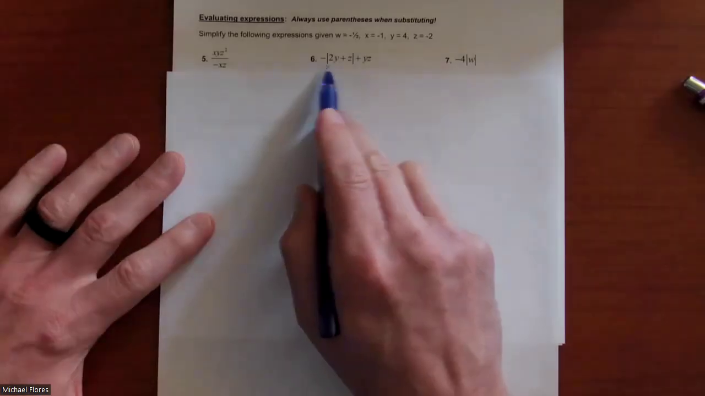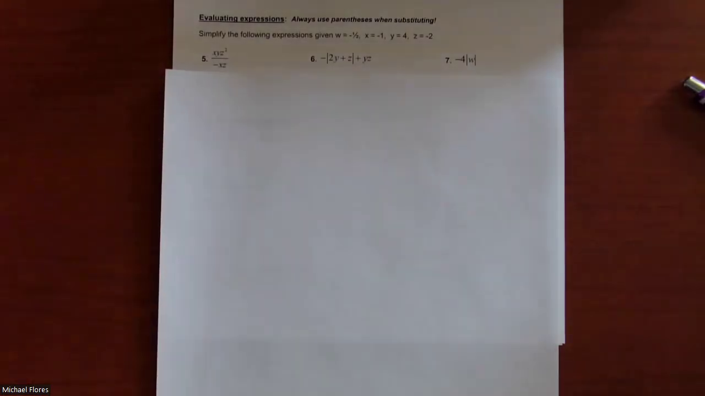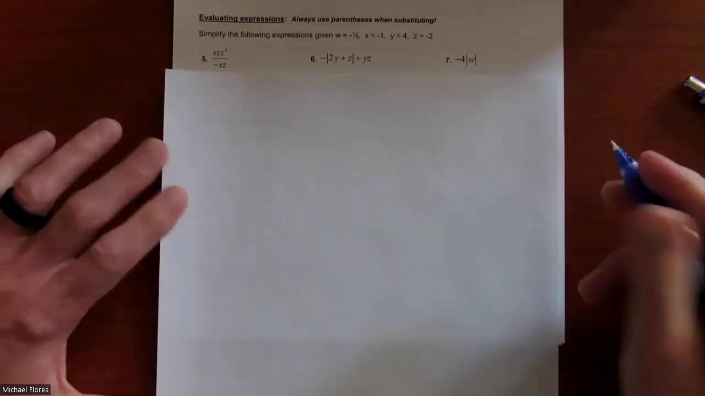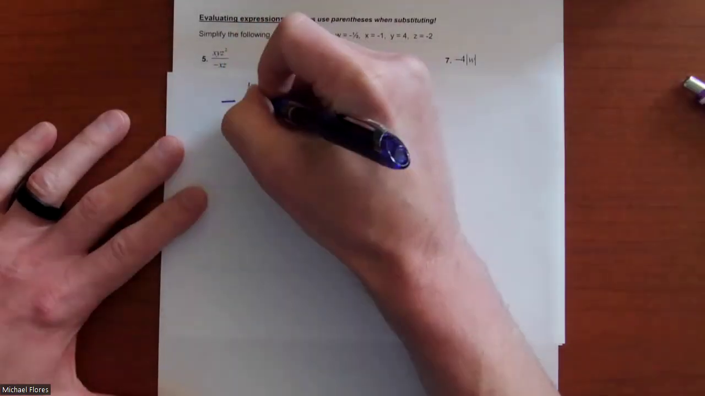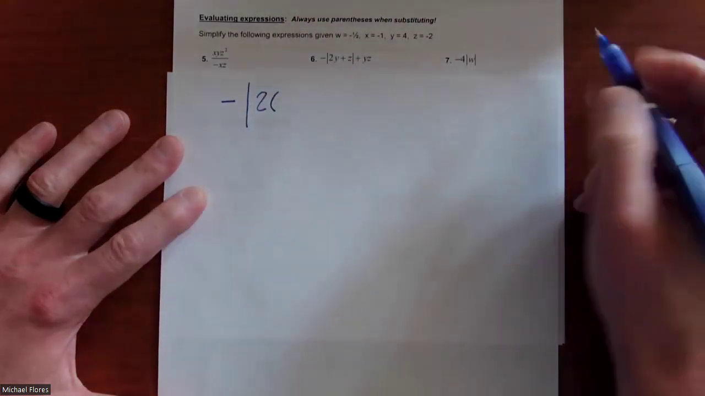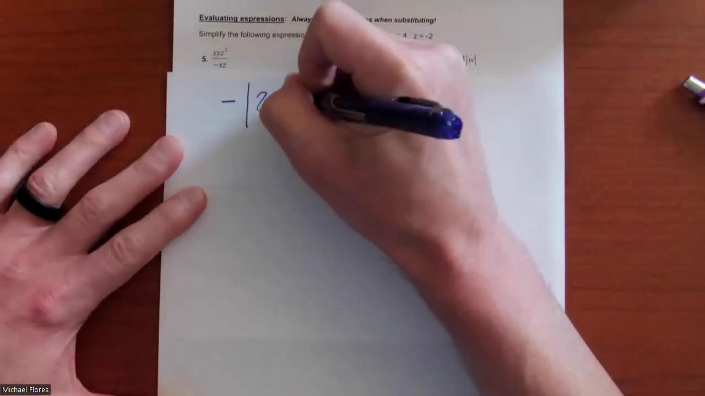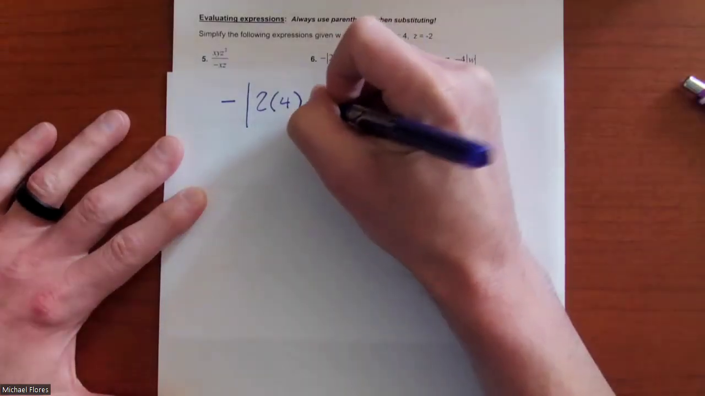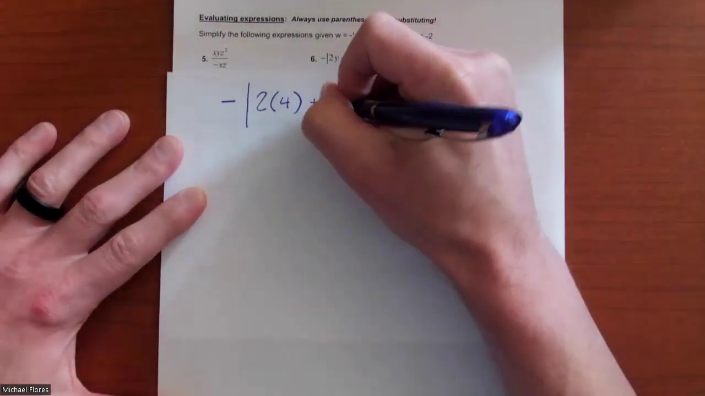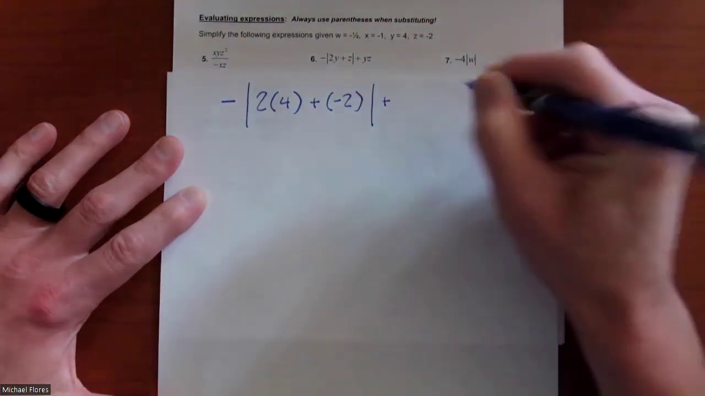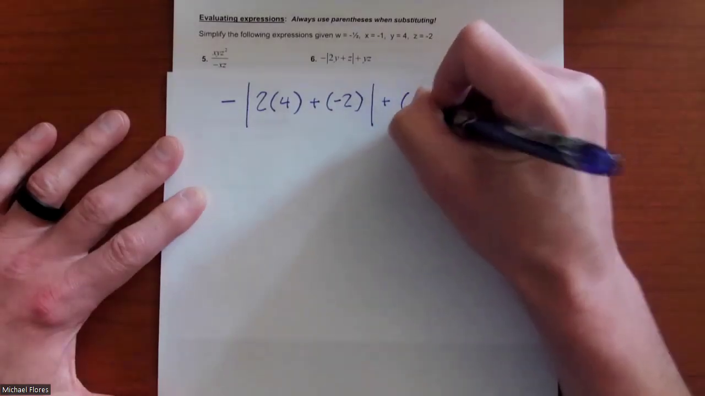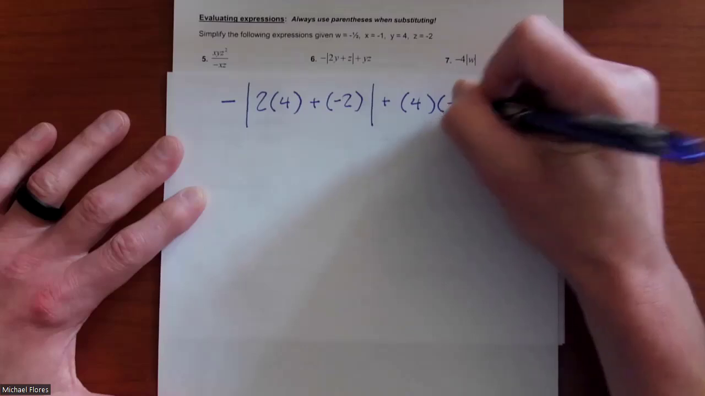All right, these vertical lines there, they're not parentheses, but we're going to treat them like parentheses in a way, but they also have another meaning. They're called absolute value, and I'll show you what that is in just one moment when we get to where that information is relevant. Okay, 2 times y. What is y? 4. Plus z. What was z? -2. Plus y times z.